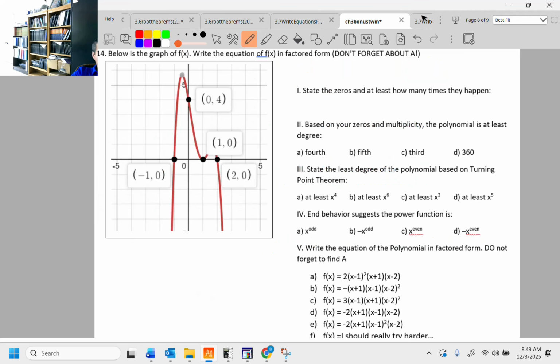So below is the graph of f of x. Write the equation of this thing in factored form, and it's a multi-part question. There's a lot to get to, and obviously there's going to need to be some work here. But anyway, state the zeros and how many times they happen.